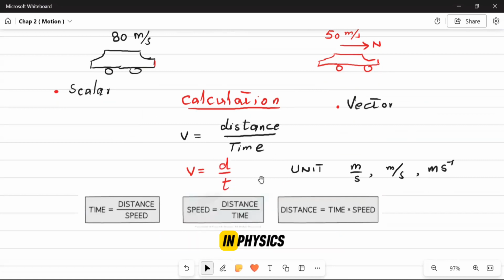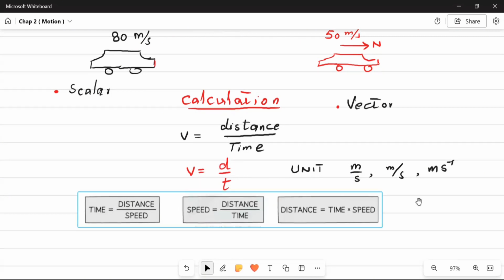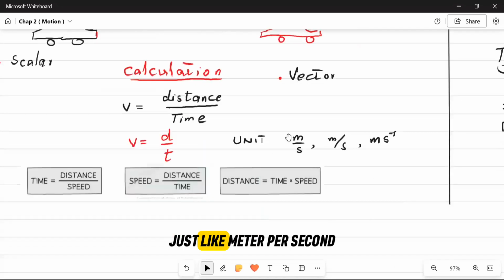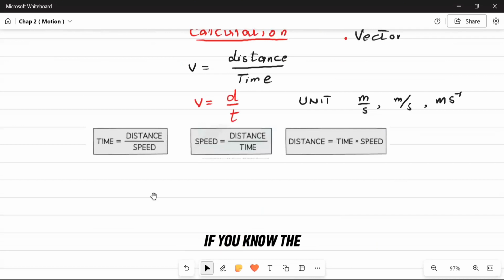Symbols are very important in physics. So we can describe the unit: the distance has a unit in meter, as I explained, and time, the SI unit of time, the system international unit, is second. So you can explain by formula: distance, meter; time, second. You can write it in many ways, just like meter per second. So if you know two quantities, you can find the third quantity.